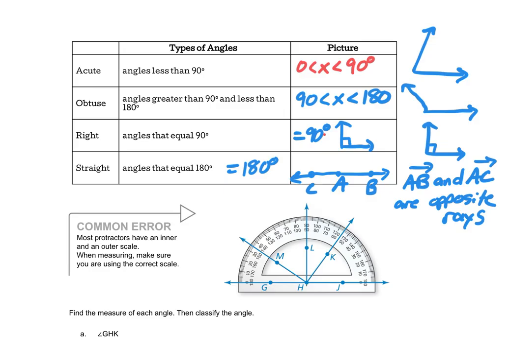We actually talked about that earlier in the chapter, and so that's why I'm bringing that back into play here. We talked about what a ray was, and then we talked about opposite rays. Opposite rays form a line, and it makes a straight line. So a straight angle is a straight line.